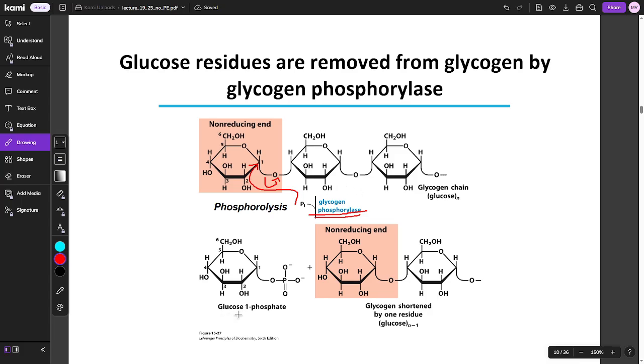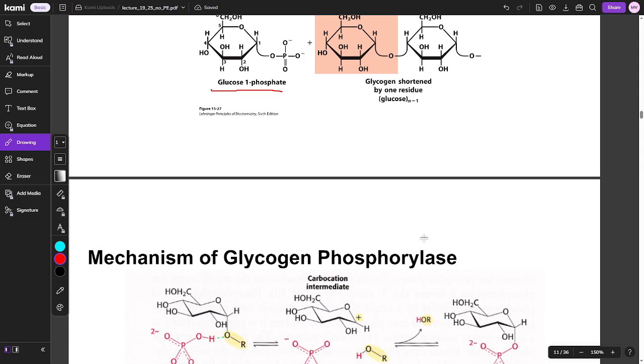But now we're basically left with glucose 1-phosphate. That is now going to be isomerized into glucose 6-phosphate with a phosphoglucose isomerase, and then we can go from there. And you can continue doing that over and over again until you get to the point where that enzyme can no longer function.